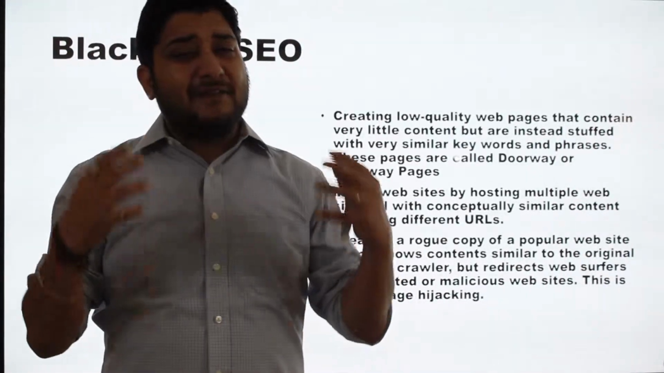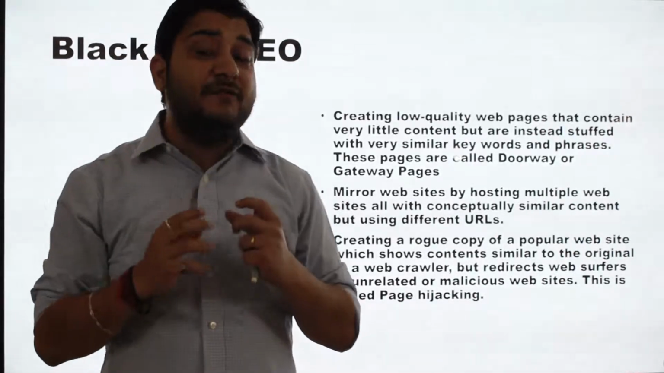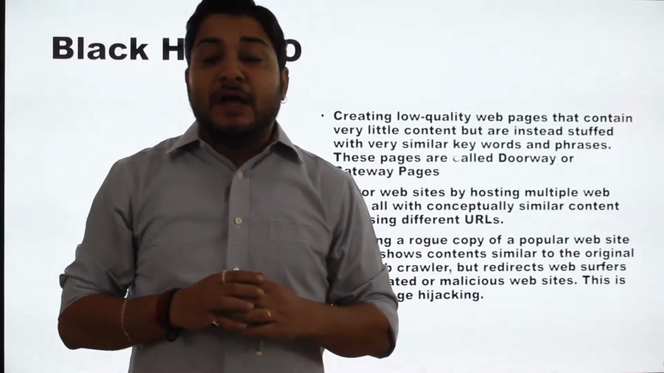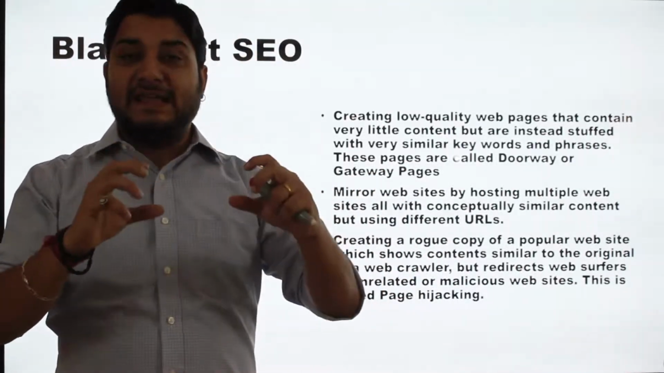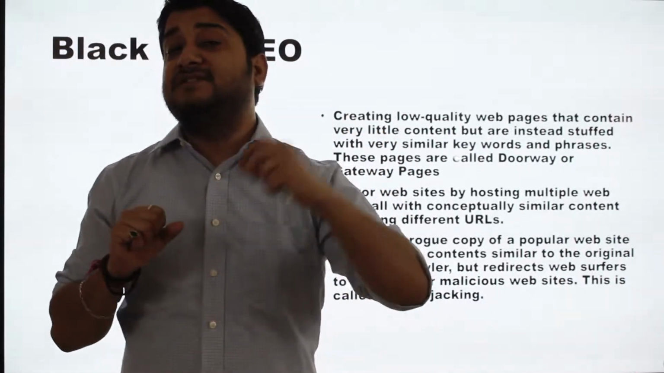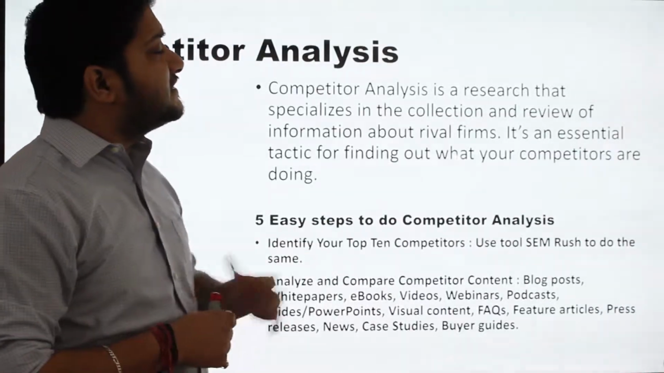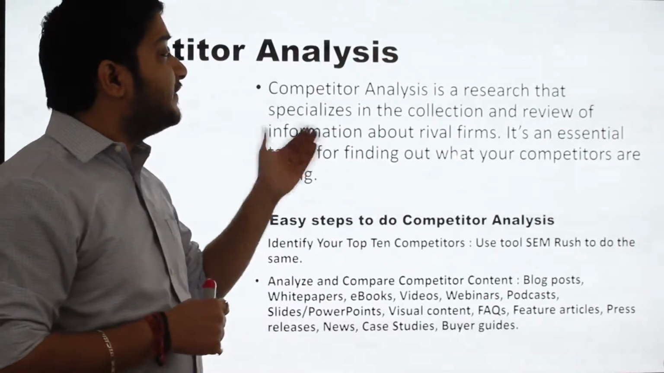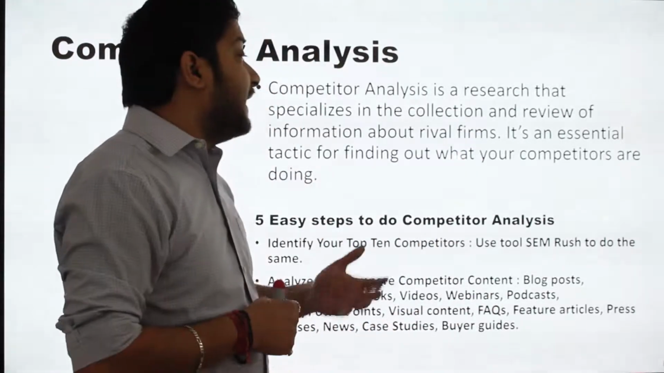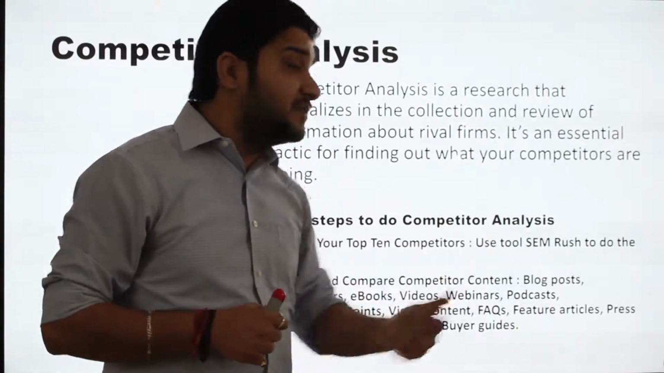Just to get a fair idea, we'll jump on to the next topic, which is competitor analysis, which is again a very important phase to strategize what your competitor is doing. Competitor analysis is just a technique by which you get to know what your competitors are doing over the internet. So let's start this topic. Competitor analysis is research that specializes in the collection and review of information about rival firms. It is an essential tactic for finding out what your competitors are doing.